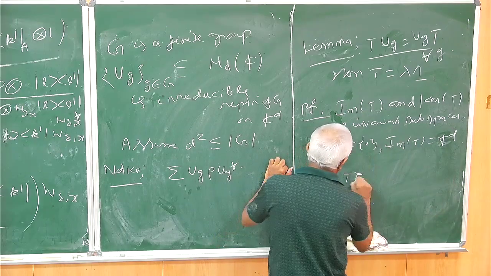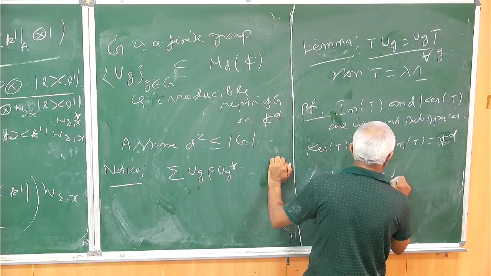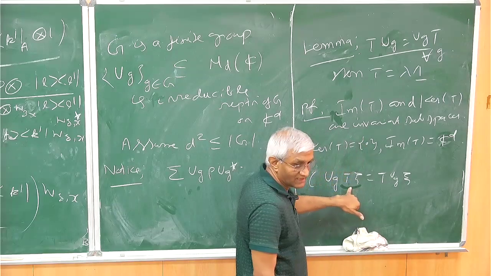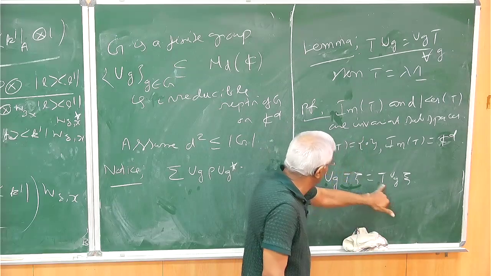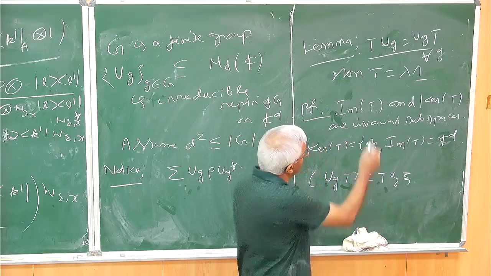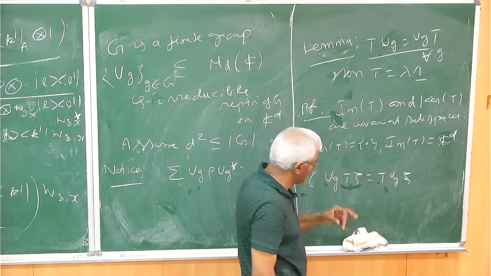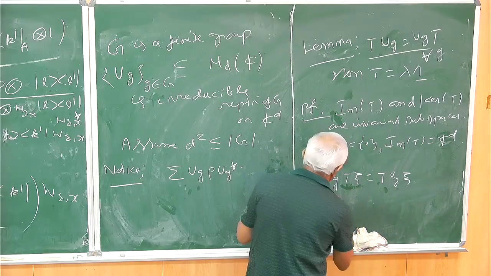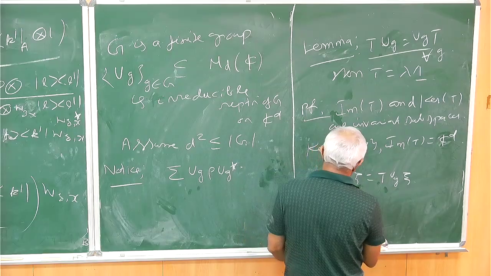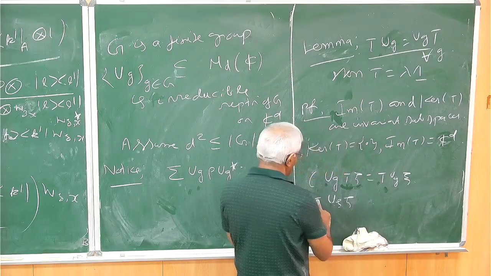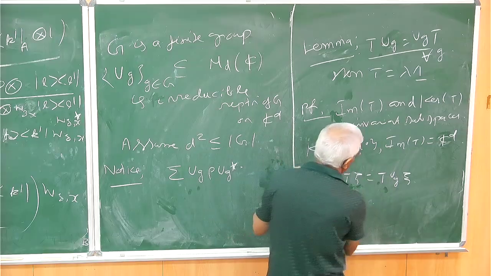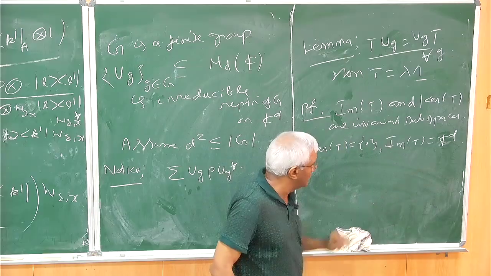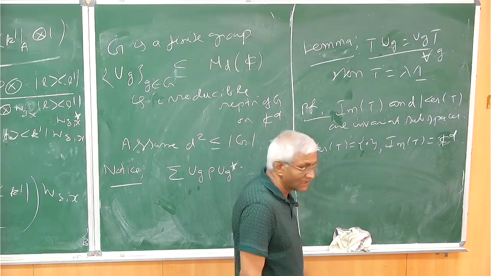U_g of T xi equals T U_g xi. If xi is anything in the range, it will look like T xi, and U_g acting on that will be T U_g xi, so it is again in the range. So the range is invariant under U_g. For the kernel, suppose T xi equals 0, then T of U_g xi is also U_g of T xi, which is also 0. So both the kernel and the image are invariant. So the kernel of T should be 0 because it's non-trivial, and the image should be everything.